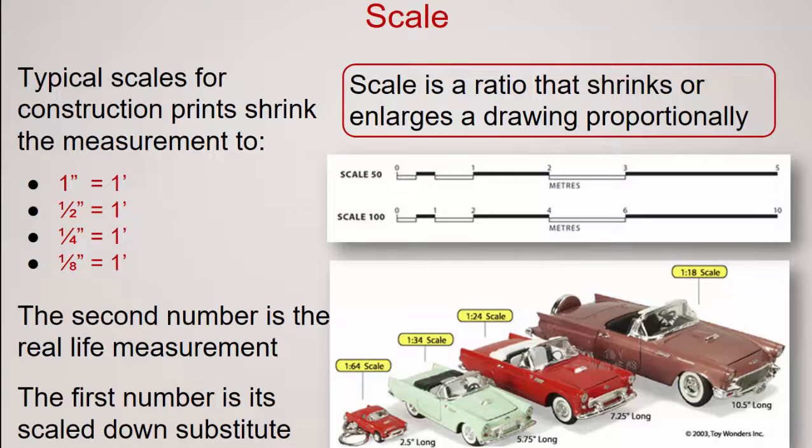Scale, as you might imagine, is a representation of something that is different in real life than what is drawn or represented on the paper or the print. The typical scale for a construction print could be 1 inch equals 1 foot, 1/2 inch equals a foot, 1/4 inch and 1/8 inch equals a foot. In the picture on the right, you can see the various scales of cars. So similar to what we see in construction prints, there's a 1/18 scale all the way down to a 1/64 scale.